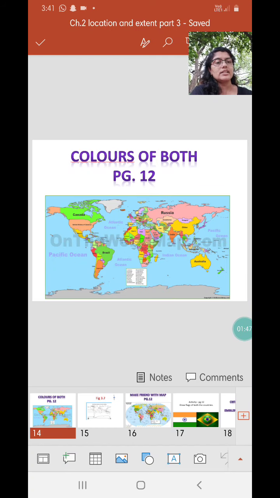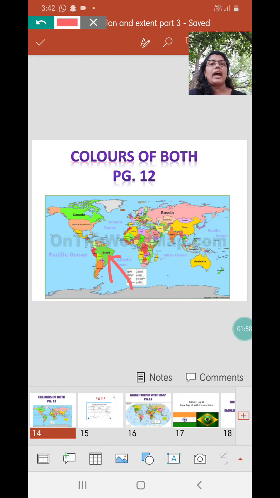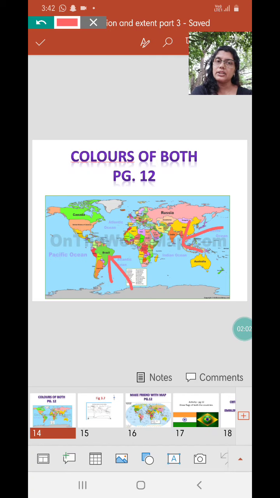The next question is: color Brazil and India using different colors and name them. Now we have Brazil in green over here, and we have India in orange. You can use whatever color you like and complete that activity.